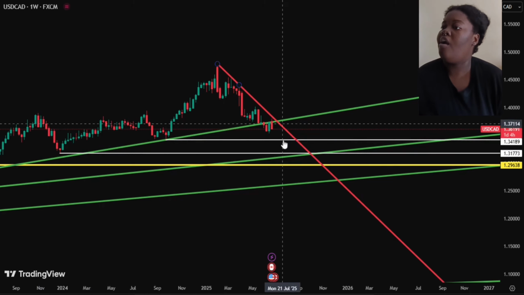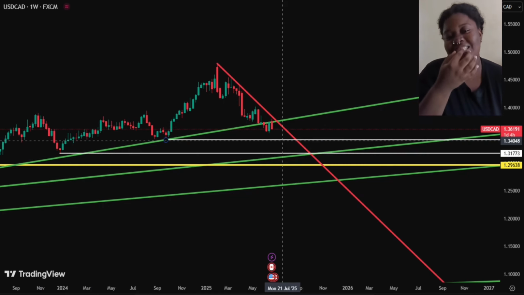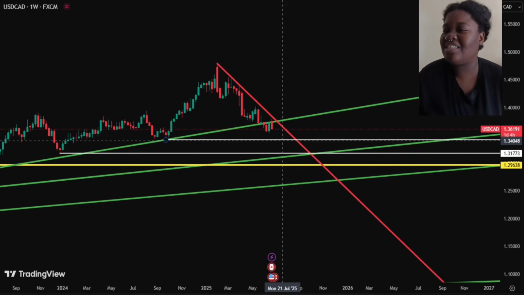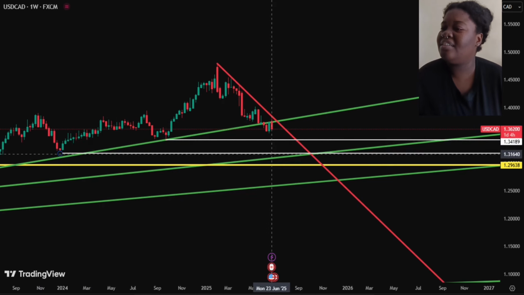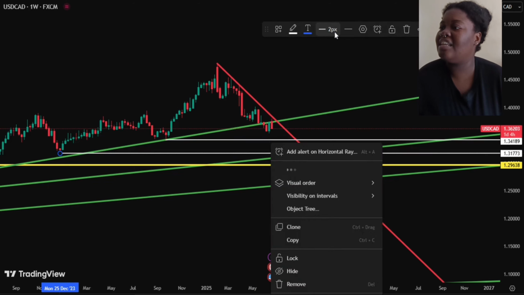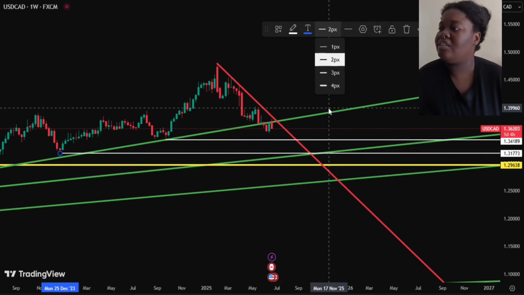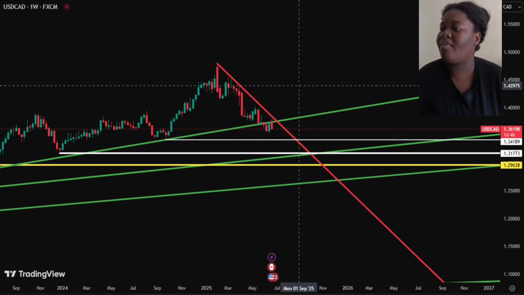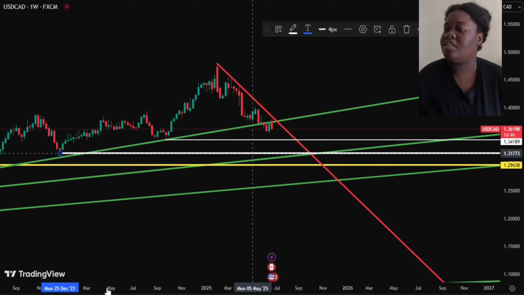Okay, I don't really want to thicken it because it's on the weekly, but let me thicken this one as a key area. Let me just thicken that one. Okay, so thicken that.